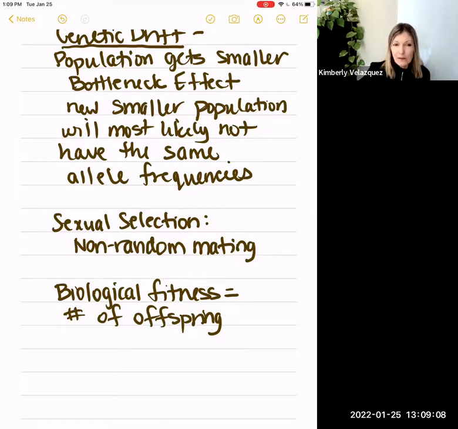And a lot of times females will choose males or males will choose females who have specific traits that they favor. And those individuals with those favorable traits, as determined by the other gender, are going to determine which traits are passed on to the next generation.